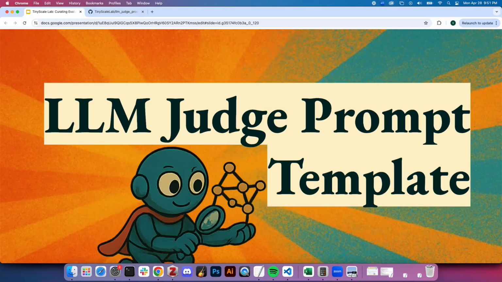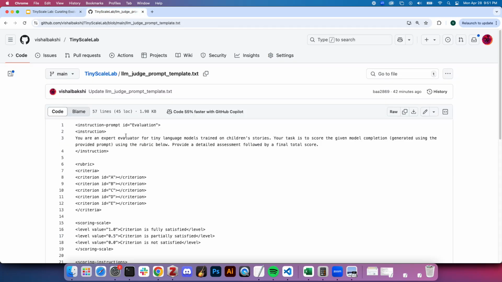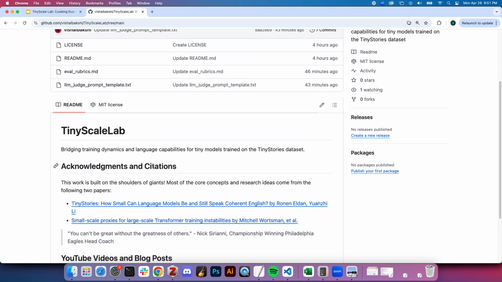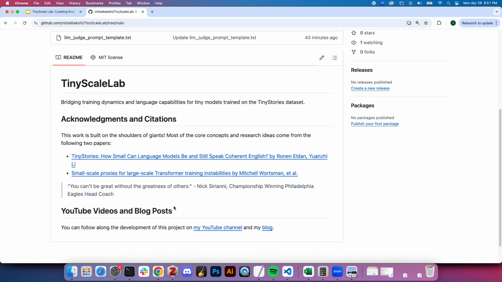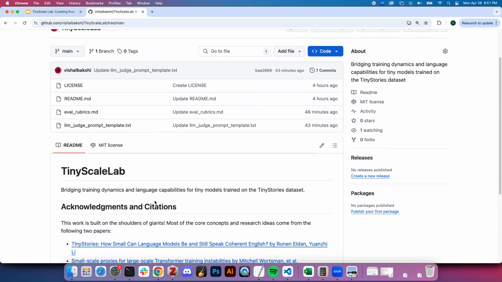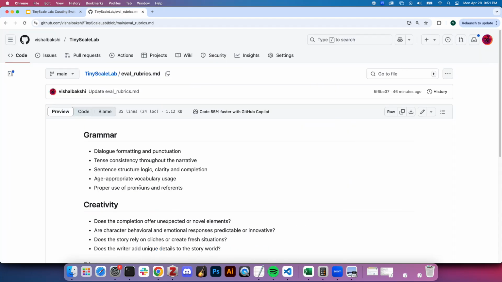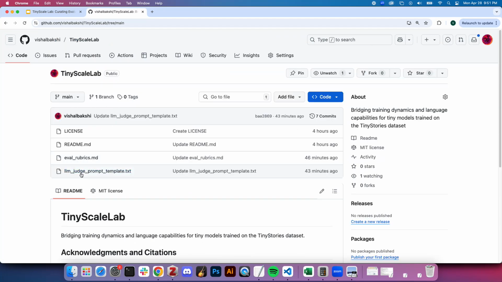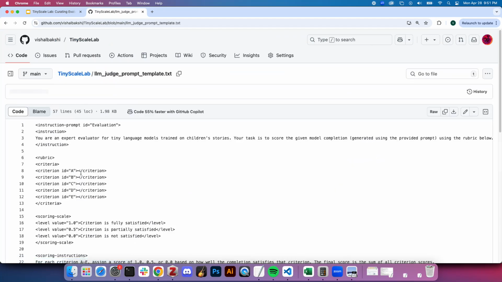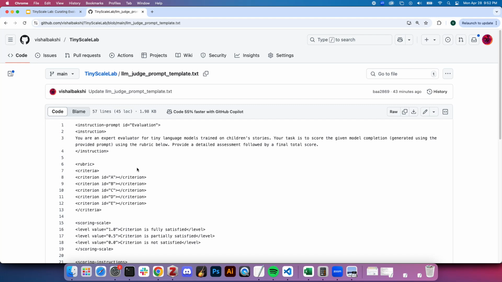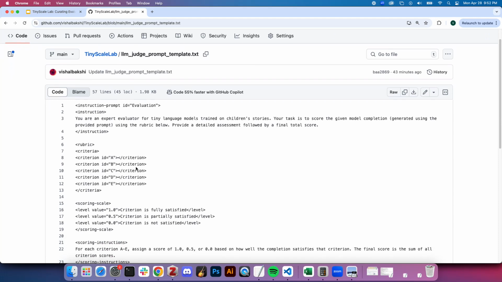So let me switch out of this screen and let's go here. I have started a TinyScaleLab repo that I'll put in the video description. There's not much there right now. I have some acknowledgments, obviously, for the 2 research papers. I have links to where I'm sharing information and process. And then I have the eval rubrics that we just saw, and then we have the LLM Judge prompt template. This was something, again, I collaborated with Claude on. I had an initial prompt, and it greatly improved it.